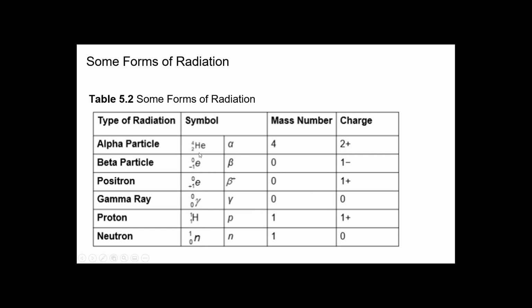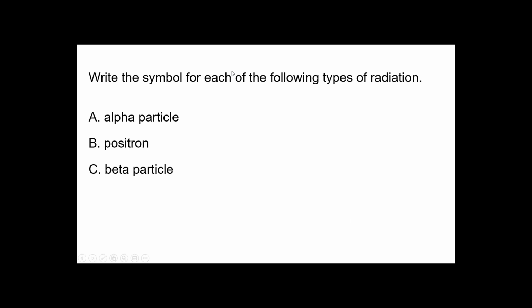And I told you, see, your book refers to it like this, not using the alpha. And all of these, this is how your book refers to everything. And then you're going to need to know the mass number, and you're going to need to know the charge number and which one goes with that. It's very important. Okay, so write the symbol for each of the following types.